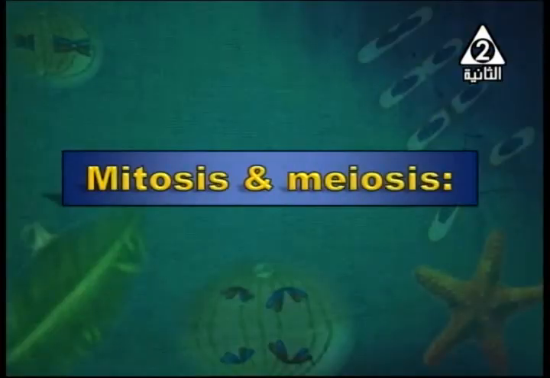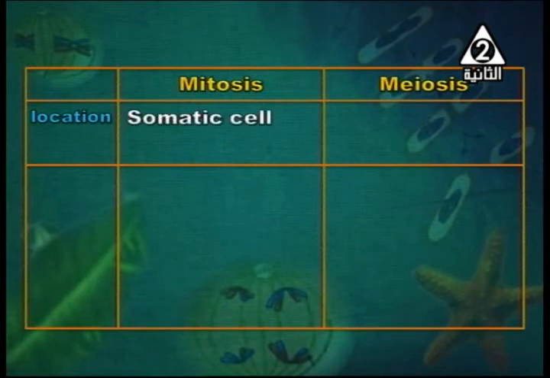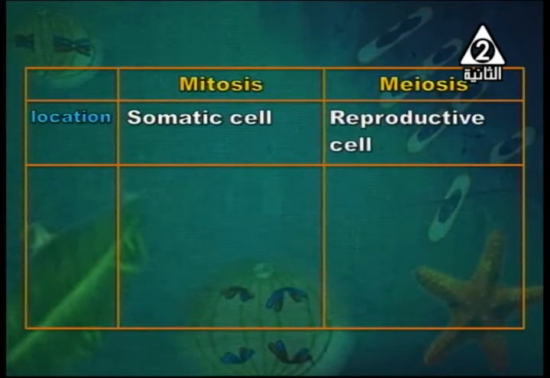Compare between mitosis and meiosis. What are the differences between mitosis and meiosis? The location. Where does the mitosis occur? It occurs in the somatic cells. Where does the meiosis occur? It occurs in the reproductive cells.